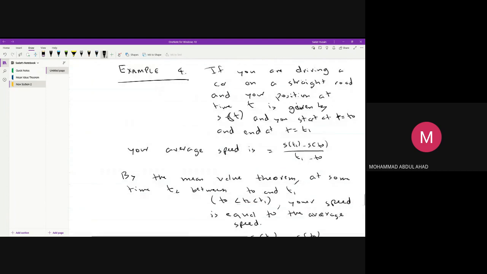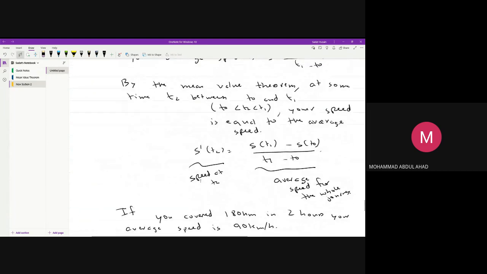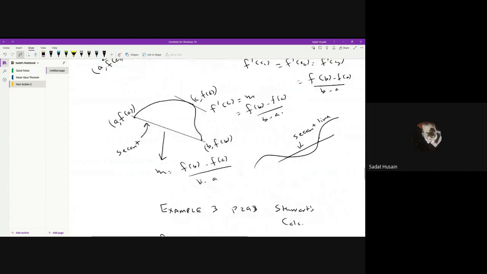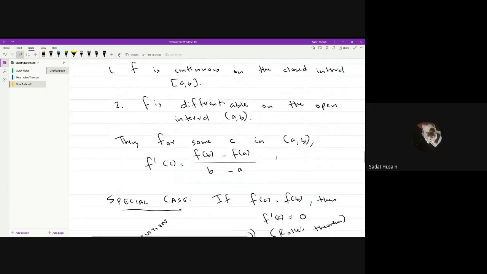Sir, for the mean value theorem, we have to prove it as continuous, right? It has to be continuous, yes. Our first condition is that f is continuous on the closed interval a, b. And our second condition is f is differentiable on the open interval a, b. Then for some c in this interval, you have f prime of c is equal to f of b minus f of a by b minus a.